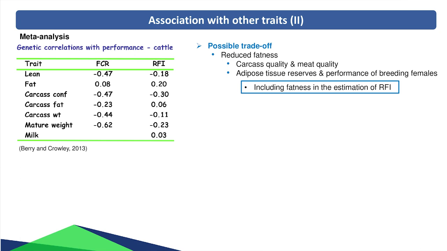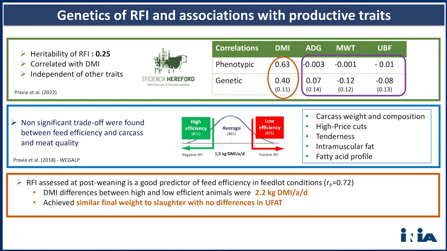I was mentioning that one of the first concerns in terms of improving residual feed intake or improving feed efficiency is the negative impact on the fatness of the animal. Because sometimes in some works they found some negative correlations. This is data that we had in beef cattle, and it's an example of many other studies that didn't show the negative correlation.